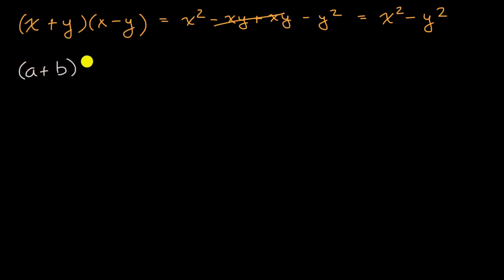is going to be equal to what? Well, it's going to be equal to a squared minus b squared. The only difference between what I did up here and what I did over here is instead of an x, I wrote an a. Instead of a y, I wrote a b.